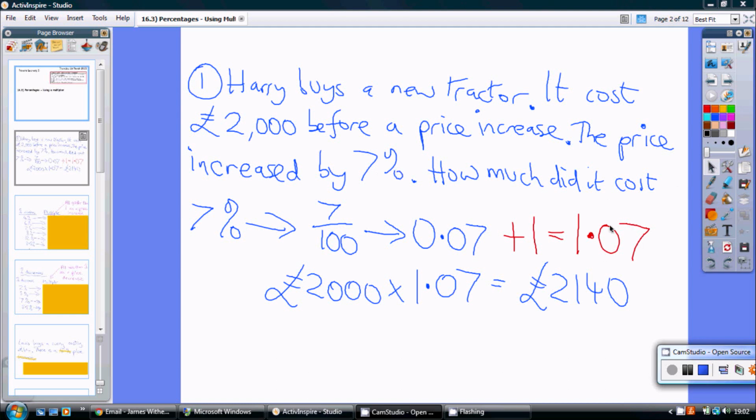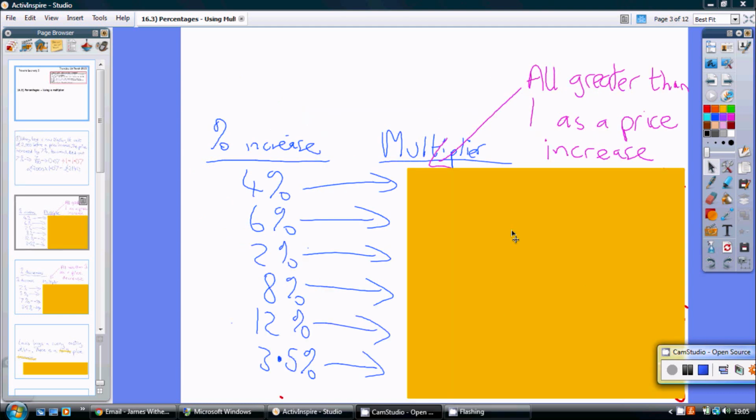So having worked out the multiplier, you take the £2,000 that the tractor cost, and you multiply it by 1.07 to give you 2,140. So really what we've got to get familiar with is how to work out the multiplier, how to work out this 1.07 bit. So the skill is being able to work out what the multiplier is. So when the percentage increase was 7%, the multiplier was 1.07.